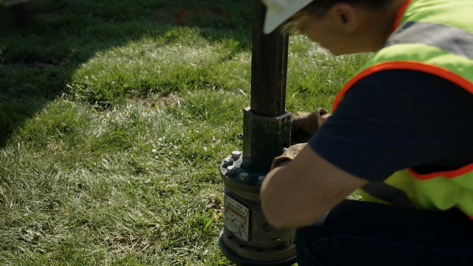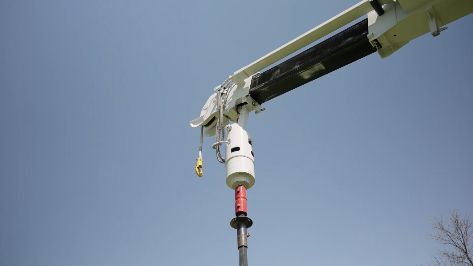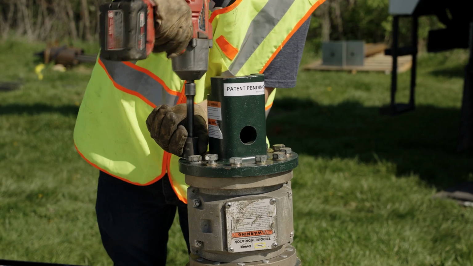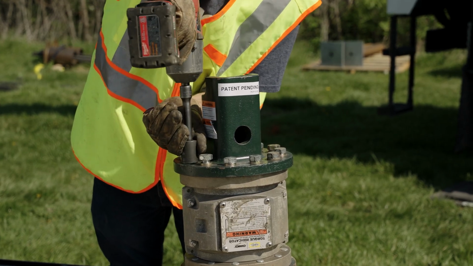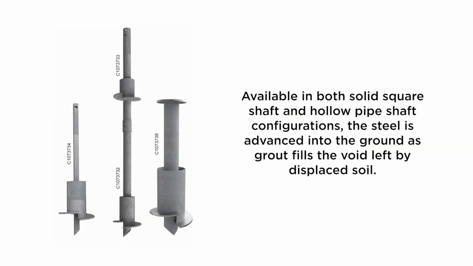The solid steel shaft is surrounded by a grout column, which increases diameter and frictional bond, so the shaft length may be reduced by 50% or more versus other pile types while maintaining its high ultimate compression strength. Available in both solid square shaft and hollow pipe shaft configurations, the steel is advanced into the ground as grout fills the void left by displaced soil.